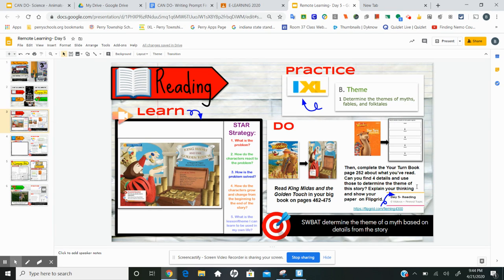When you're finished, again, share your thinking of what made you write each of those details and what the theme was in your Flipgrid, so I can hear a little bit about your thinking. And in between, if you want to practice some more theme questions, you can get on IXL as well. I look forward to listening to your Flipgrids.